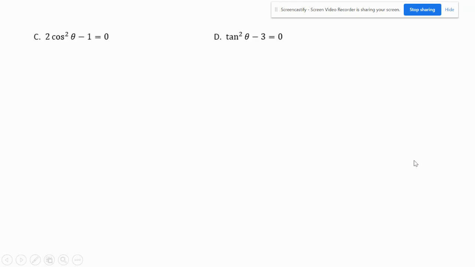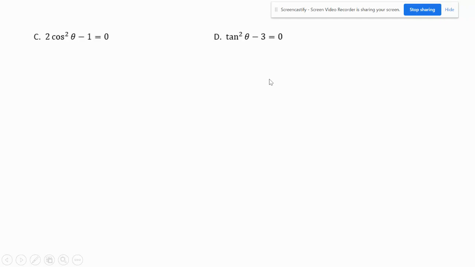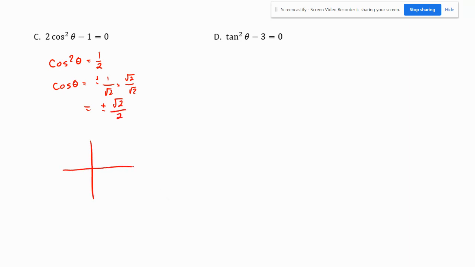2 cos squared theta minus 1 equals 0. This is a very similar question over here. Add 1, divide by 2. We have cosine squared theta equals 1/2, square root. And if I rationalize, so I think we've done this example already in these notes, but we get plus or minus root 2 over 2.